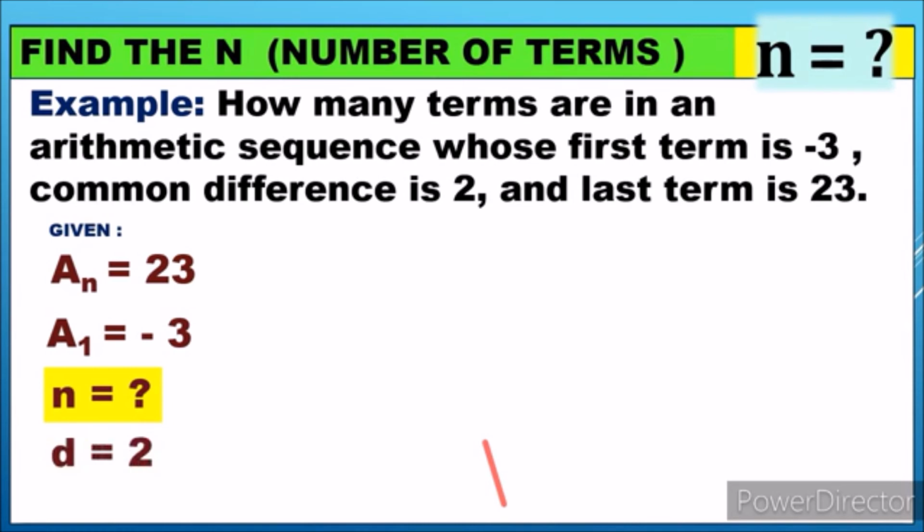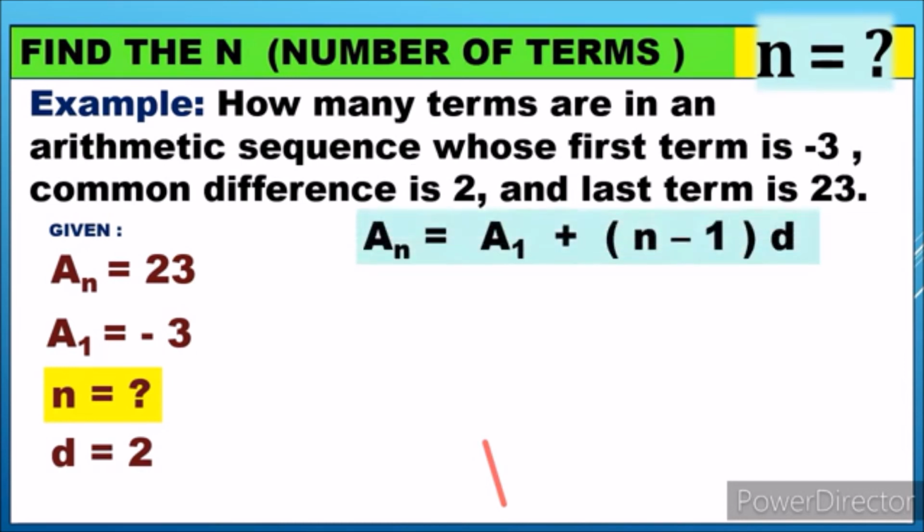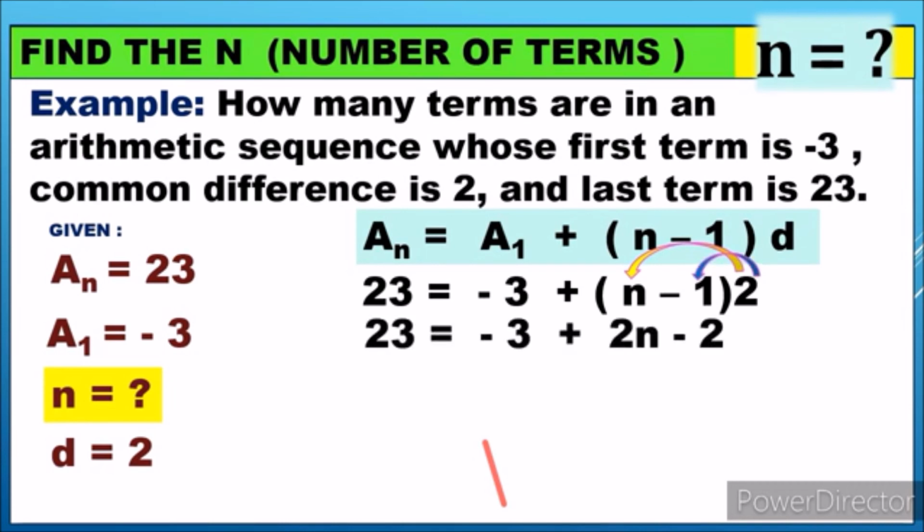So after finding the given, the same thing, we are going to substitute this to the arithmetic rule: a sub n is equal to a sub 1 plus quantity n minus 1 times d. So our a sub n is equal to 23, and that is equal to negative 3 plus quantity n minus 1 times 2. And then simplify. To do that, we distribute 2 to the quantity on the right side: 2 times n and 2 times negative 1. So we have 23 is equal to negative 3 plus 2n minus 2.